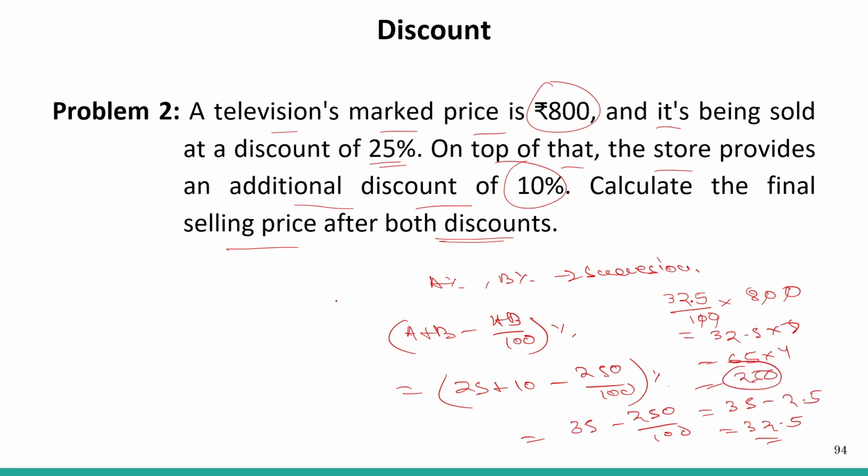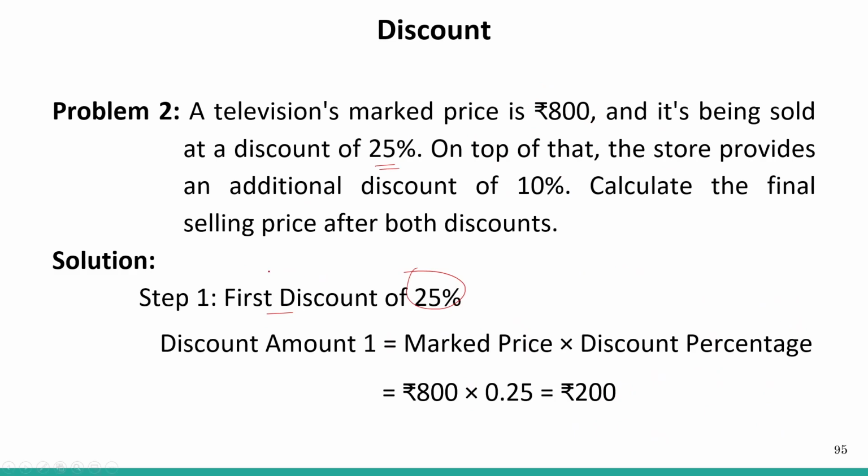So 260 is the amount of discount. So 800 minus 260, the original price minus the discount, will be 540. So 540 will be the selling price. Let's see the step-by-step solution.